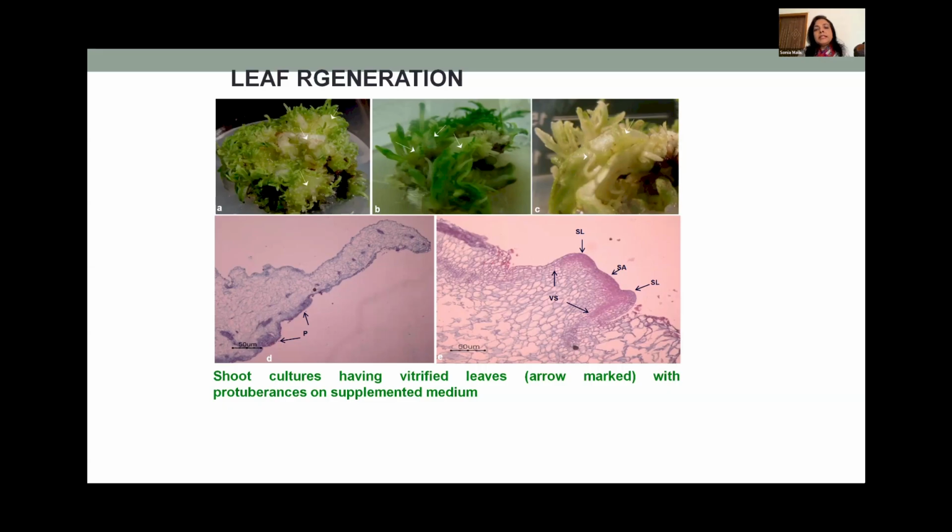And if a callus phase is there, it will give rise to somaclonal variation, and the plant may not be the same as the parent plants. But a callus phase is sometimes a must if we want to reprogram the cell.